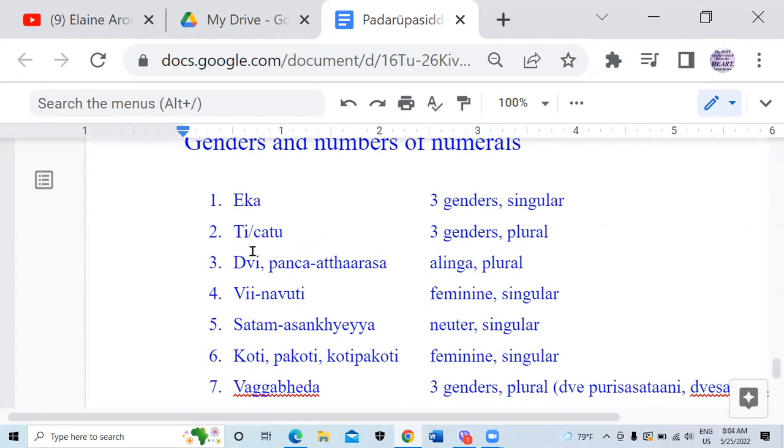So the declensions of Ti and Chadu are different from Ega, Dve, etc. Ti is also different from Chadu. Like Teyo, only plural. Teyo, Tehi, Teina, that's masculine. Like this, Tinnam, and then Tehi, Tisu, like this, masculine. Feminine, like Tisso, and the rest are the same. Tissan, generally like this. Okay, this declension, have you studied? Yes.